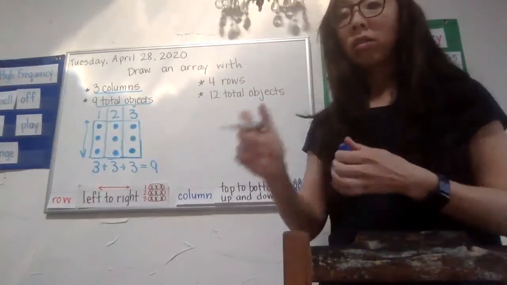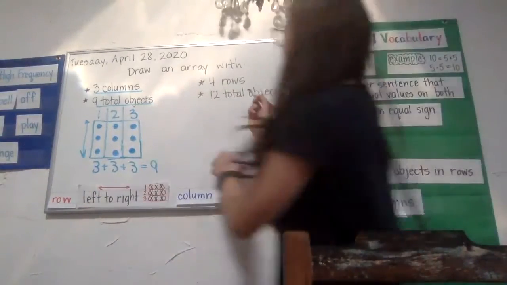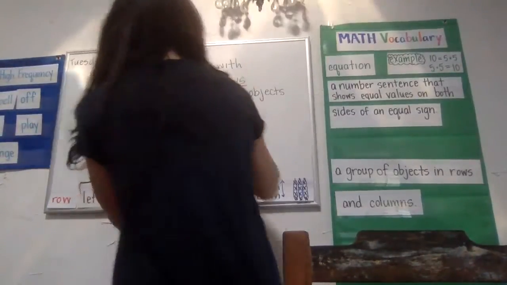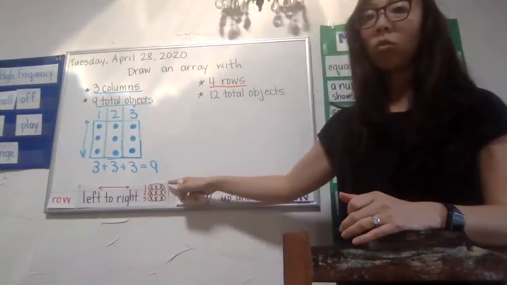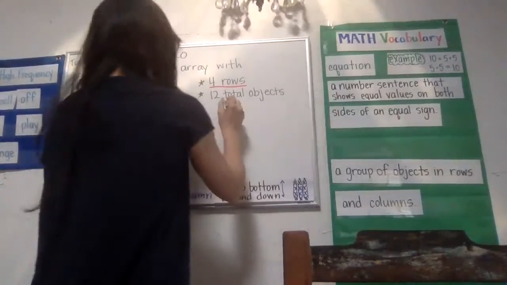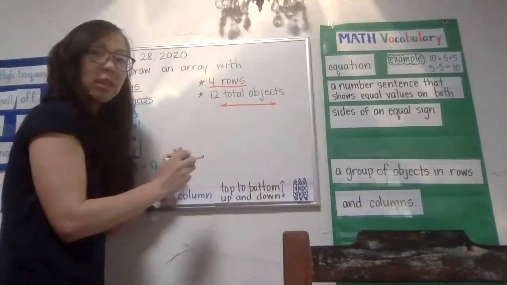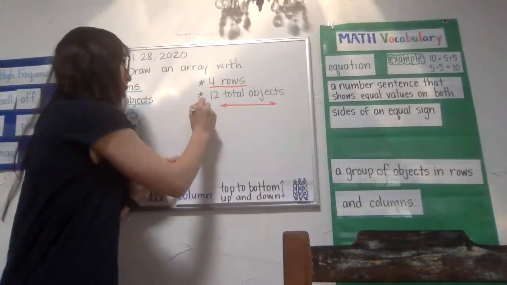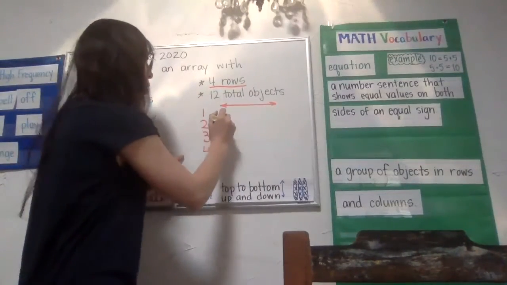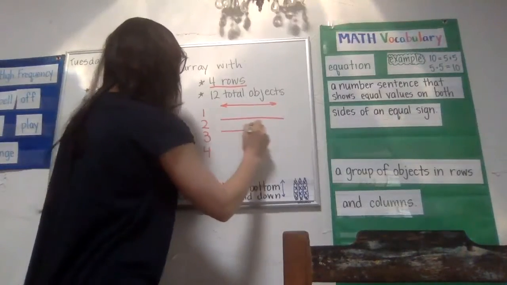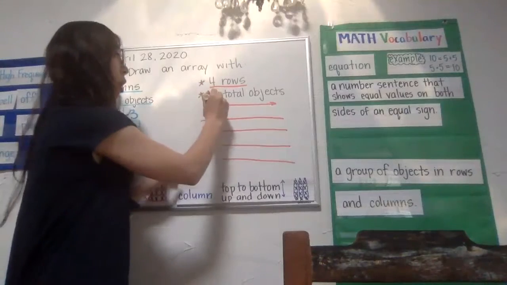Okay, let's take a look at our second example. Our second example now says that we have 4 rows. Do you see the 4 rows here? Okay, so when we have rows, remember rows go from left to right. So our rows go this direction. When we create them, we start at the left side, 1, 2, 3, 4, because we know that our rows are going to go this way. And we want a total of 12 objects.